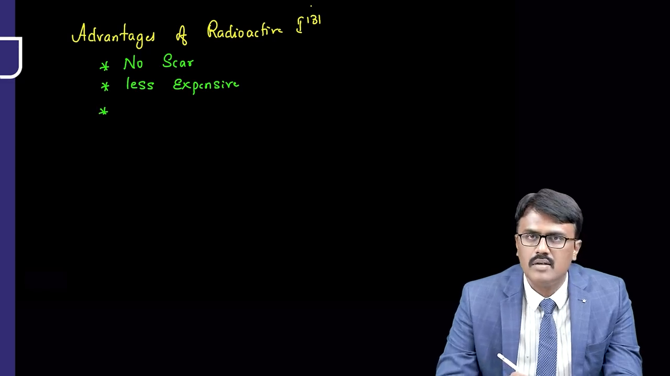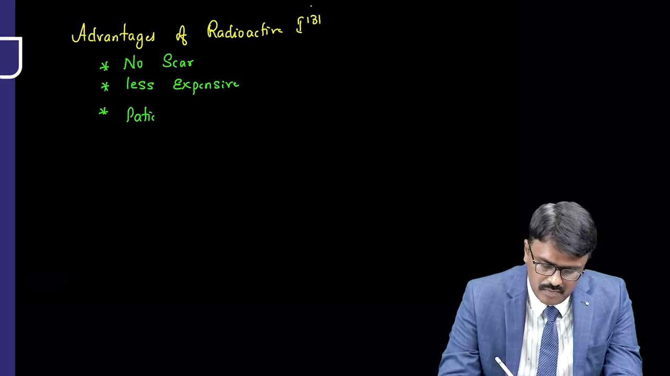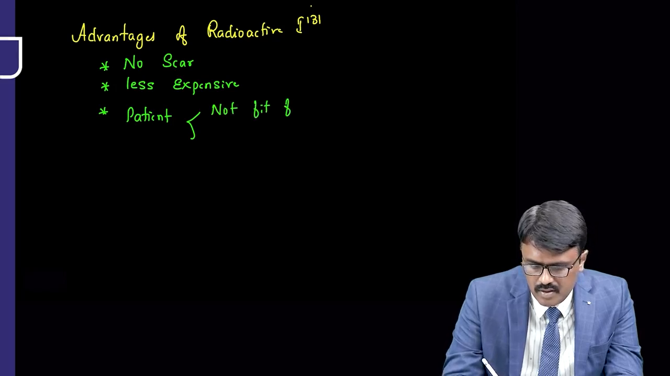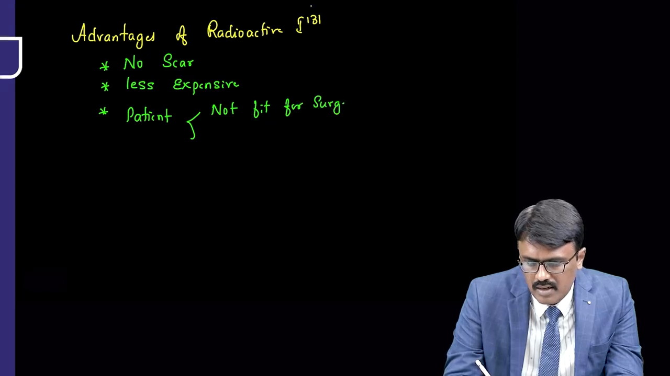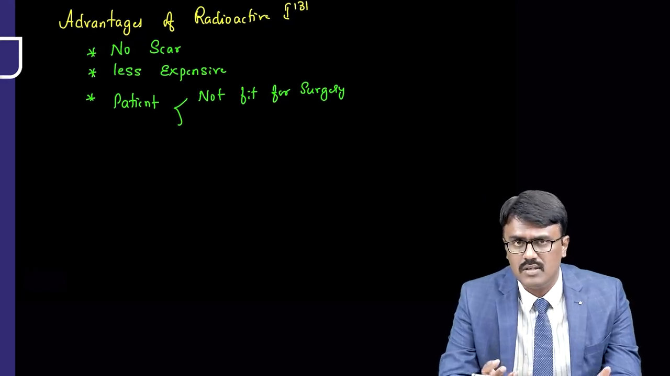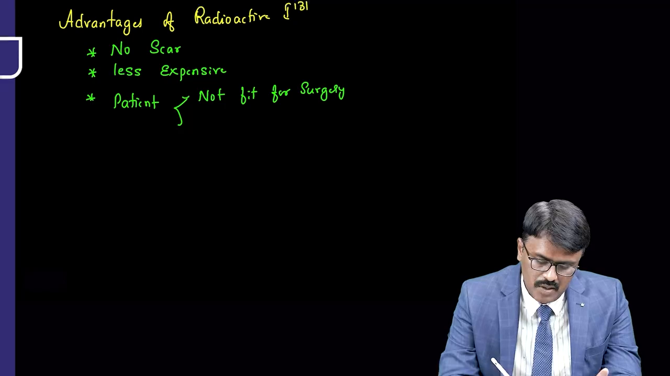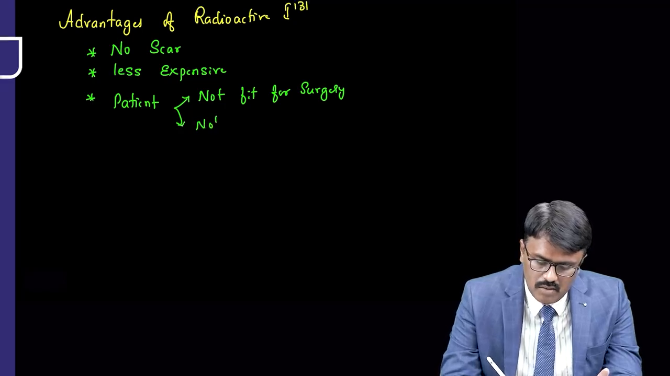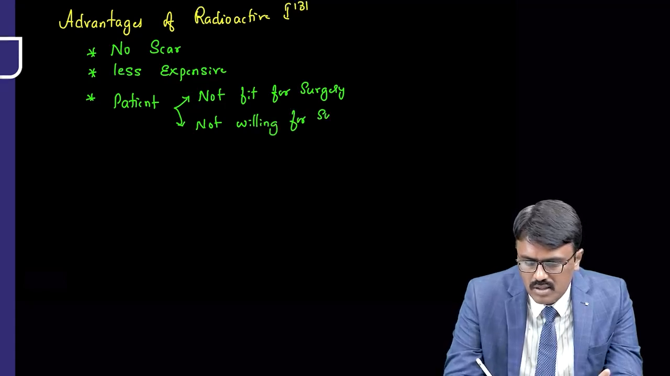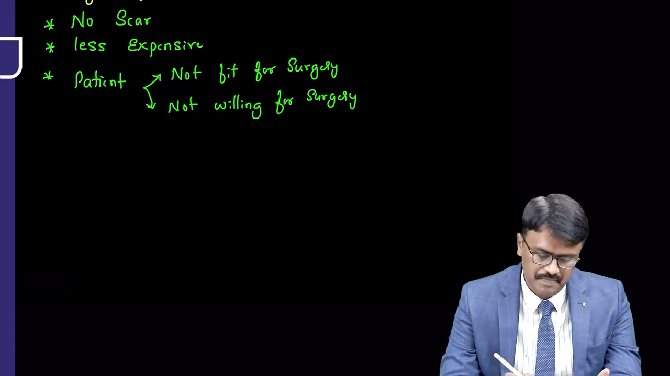Another important thing is which patient it is advantageous for: a patient not fit for surgery. If the patient is elderly, has some cardiac complications, and you cannot give general anesthesia and do surgeries, in those patients, don't do surgery. You can give radioactive iodine. Second important thing is a patient not willing for surgery. Some patients tell us, give some drugs and treat us. For them, it is better.